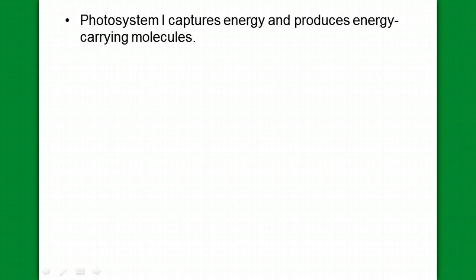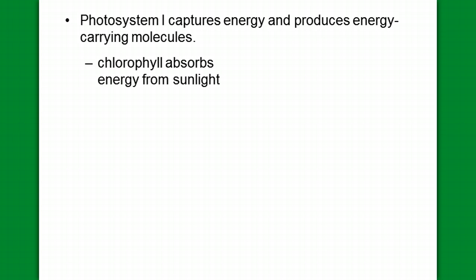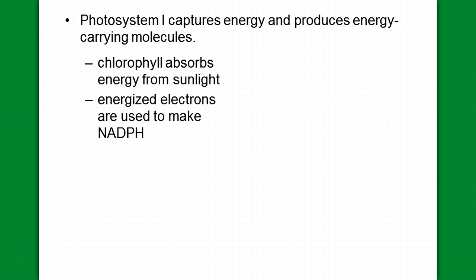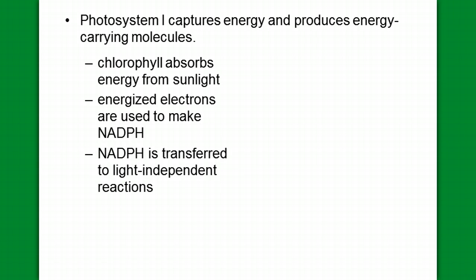Photosystem 1 then captures that energy and produces energy-carrying molecules. So the chlorophyll again absorbs that energy from the sunlight, and those energized electrons moving along the membrane are used to make an energy-carrying molecule called NADPH. Really long chemical name, you don't need to know it, not at this level. NADPH then is transferred to those light-independent reactions, what we called stage 2 of photosynthesis.